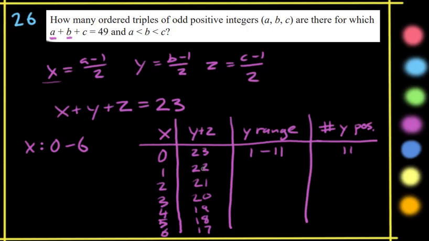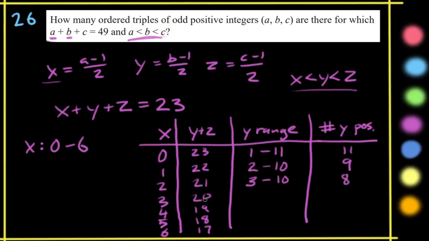If x is 1 and y plus z is 22, y can start at 2 and it can go up to 10 is the biggest it can be. Because if you're 11, then you don't satisfy the x less than y less than z. They have to be, because a, b, and c have that, then x, y, and z have to have that. So that only gives us 9 possibilities. And then here, if y plus z is 21, the y range is going to go from 3 up to what? It can go up to 10. So that gives us, I guess, another 8 possibilities.